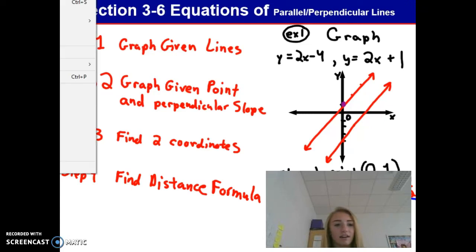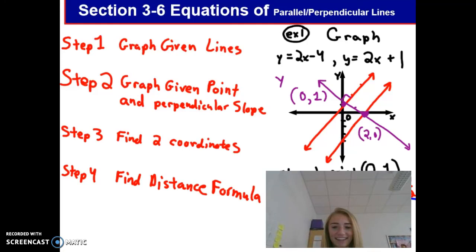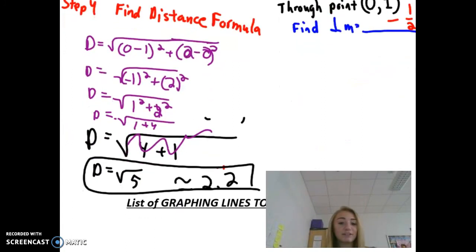And then that's your perpendicular slope. So then this is our distance formula. We're filling that in, and we go on down. And so it's 5. Or no, it's 2.2.